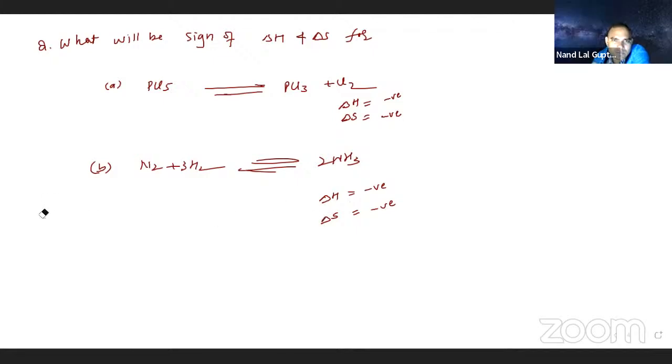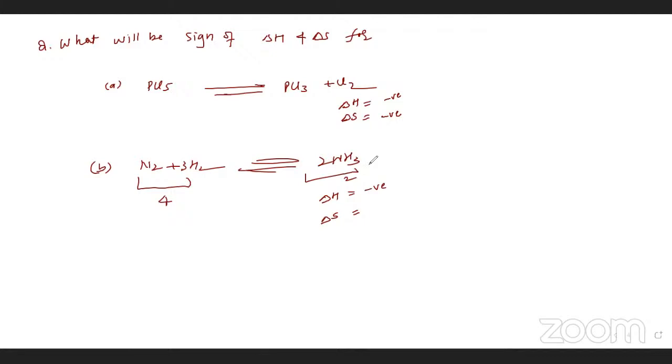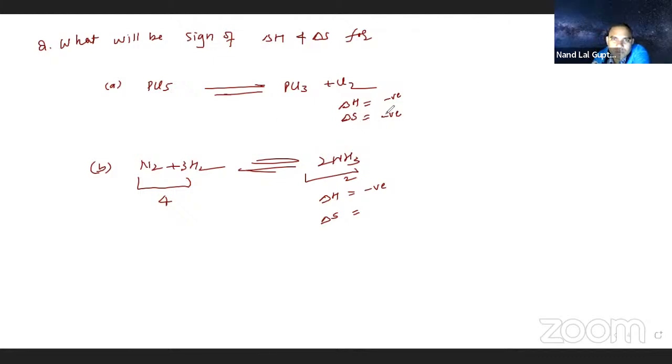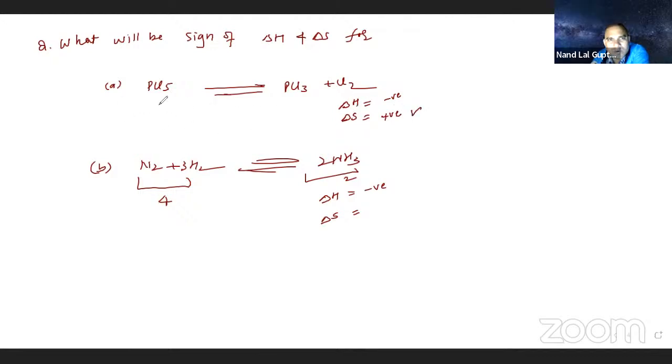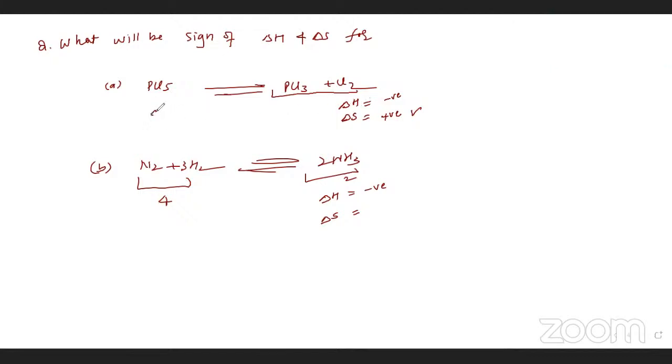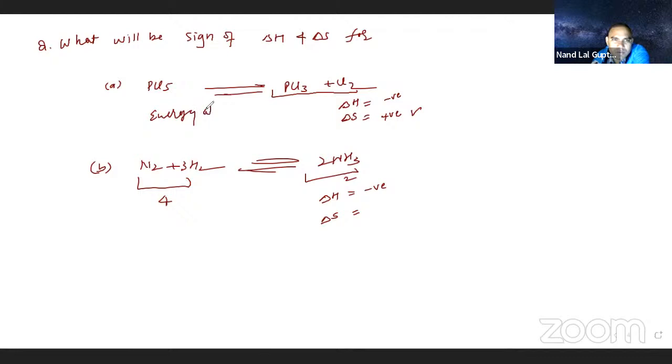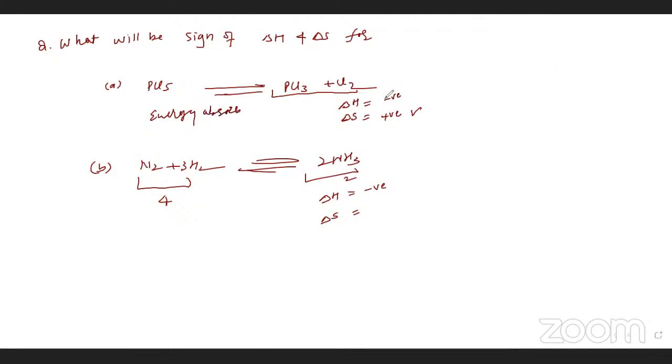The last one is problematic. The number of molecules decreases. Here, how many are there? 4. Here it is 2. So not talking about this one; I'm talking about the upper one, delta S. If the number of molecules increases, delta S will be positive. And if you are talking about PCl5, it got broken into two parts. So energy is required, energy is absorbed, so delta H will also be positive. That is also positive.